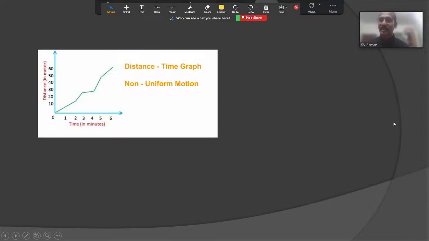Next, the distance time graph. You can see there is a curved graph. Different distances in different intervals of time. The graph will come as a curved line.